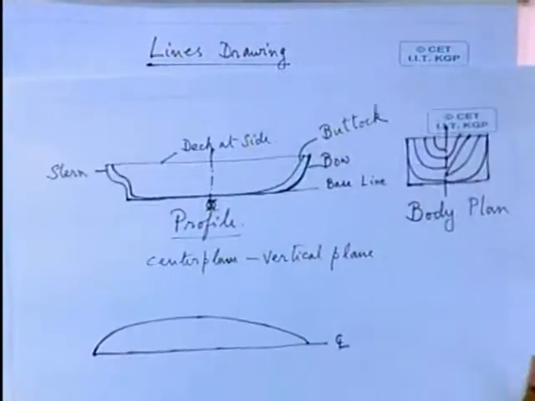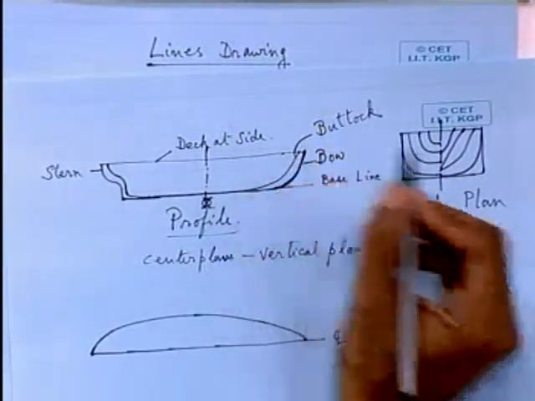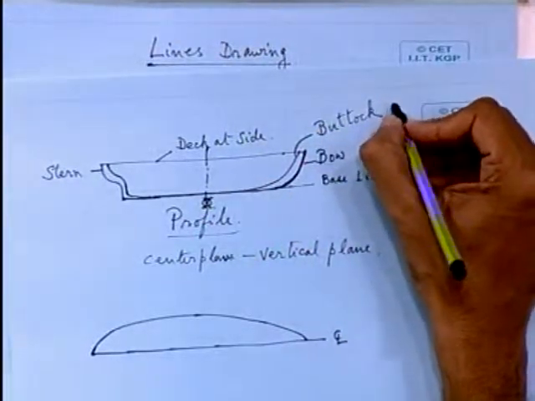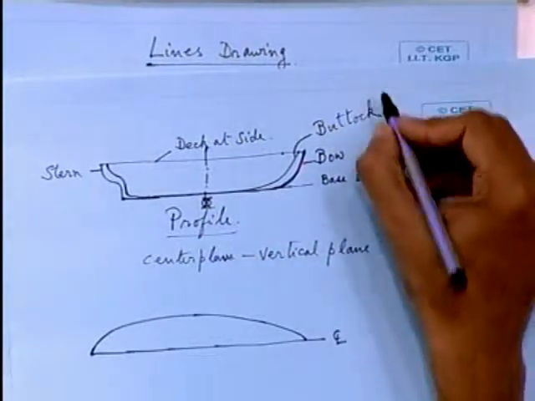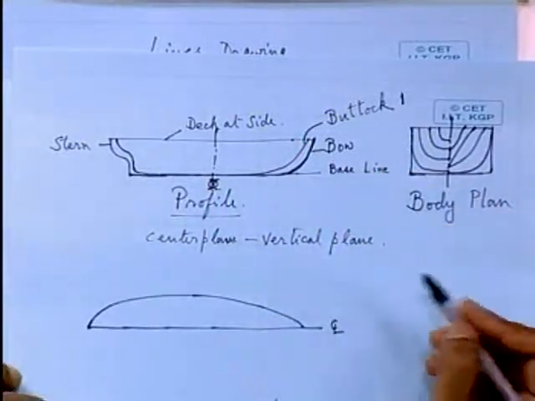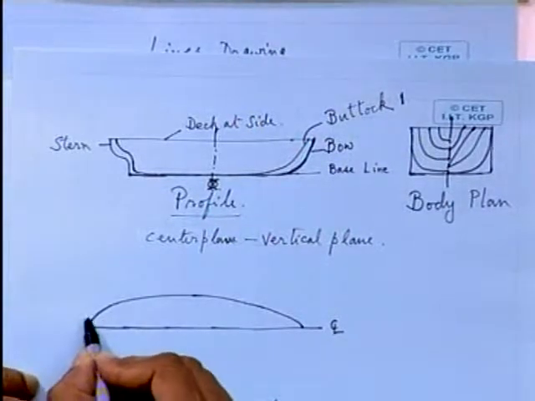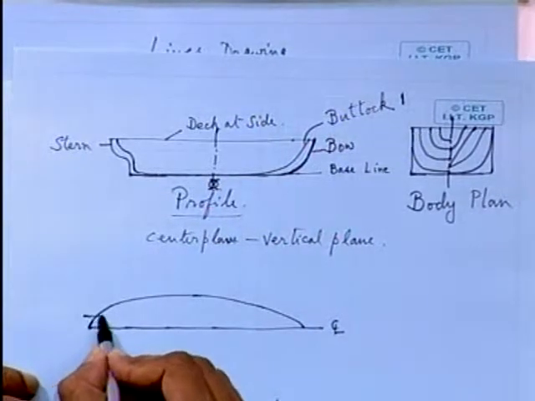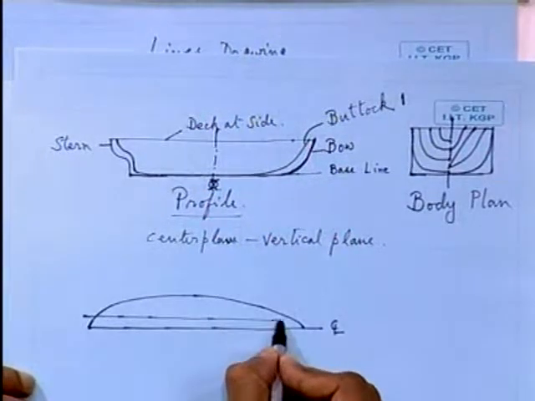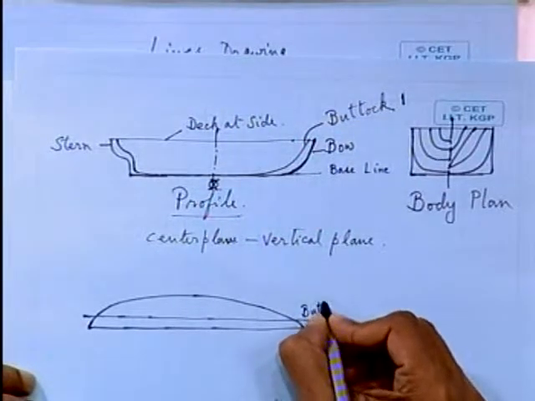So, like this you can draw a number of buttock lines. Normally buttock lines are given by certain number. So, this is the first buttock, say buttock number 1, and on the half breadth plan, you are looking from the top, isn't it? So, the outline of the buttock line will just be a straight line in the half breadth plan. Say this will be your buttock number 1.